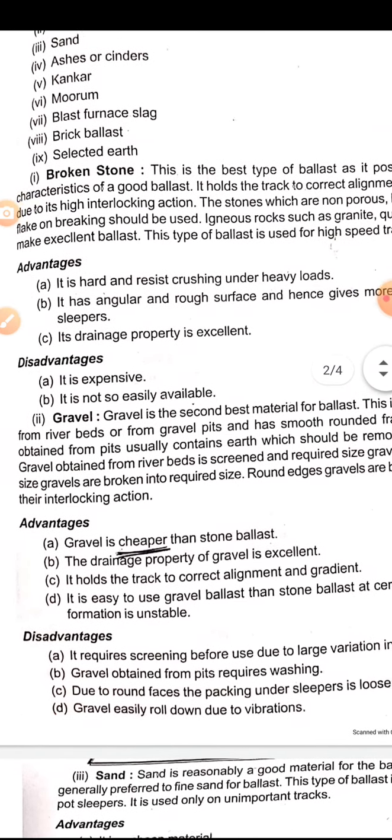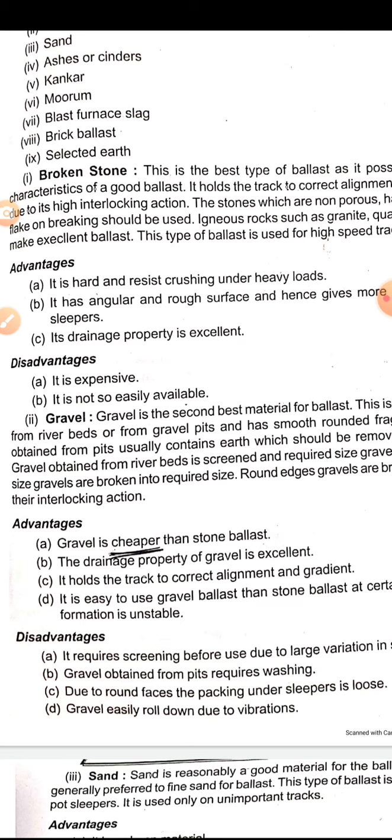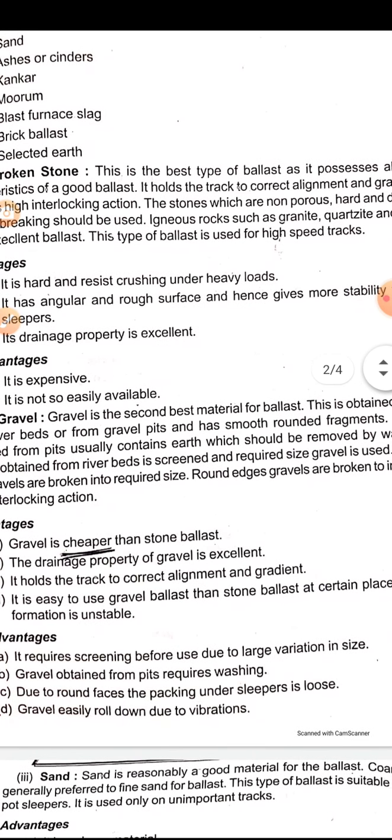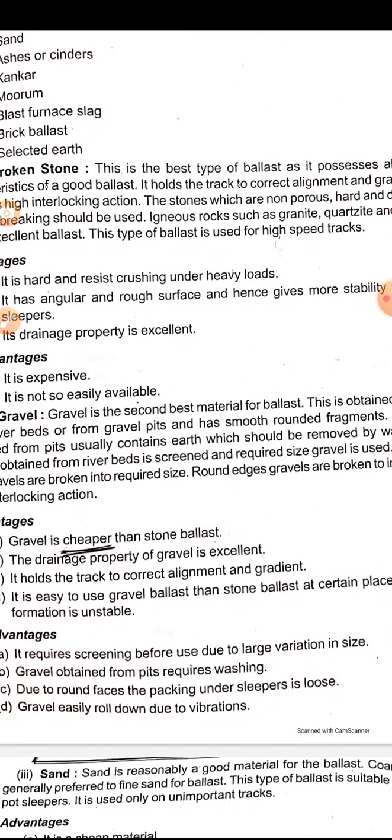Broken stone means pieces of stone. This is the best type of ballast as it possesses all the characteristics of a good ballast. It holds the track to correct alignment and gradient due to high interlocking action. The stones which are non-porous, hard and do not flake on breaking should be used. Igneous rocks such as granite, quartzite and trap make excellent ballast.